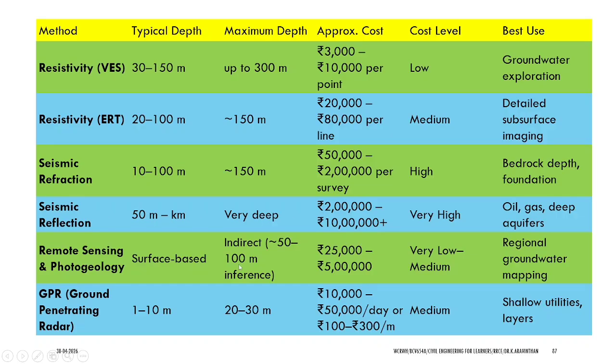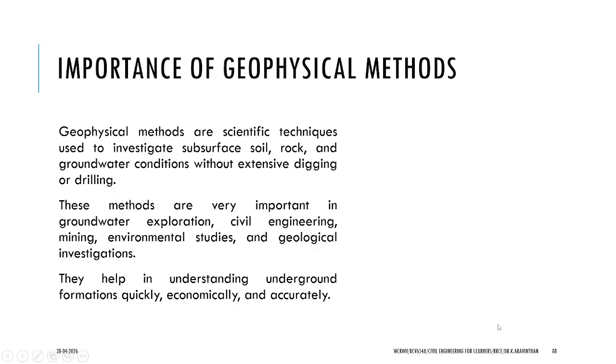Remote sensing technique and GPR, these two techniques I have discussed. These are used as indirect methods, as a reference method, where the cost is very low or medium. The remote sensing software is available, where you can get it in some places for free. You can understand the regional groundwater mapping, and this cannot give a particular place and in-depth analysis. GPR is used for very shallow places, nearly 1 to 10 meters of typical depth. Maximum 20 to 30 meters it can go. Cost is around 10,000 to 15,000 per day, and it shows only shallow utility lines.